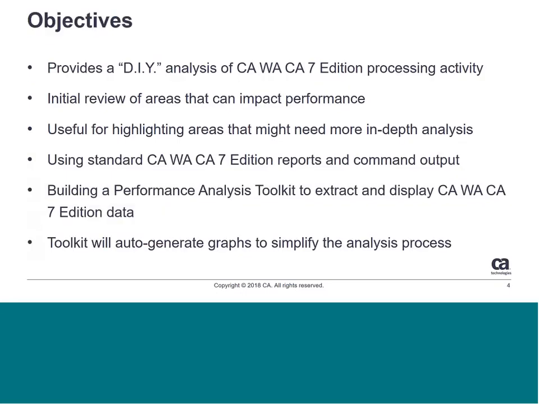First of all, objectives. What are we trying to do here? Basically trying to provide you with a mechanism for doing some initial analysis of your CA7 environment to see if you have areas that can be impacting the performance of your CA7 system, and to highlight areas that might want some more in-depth analysis, maybe from CA services or something of that nature. All of what we're talking about today is based on using existing standard CA7 reports and/or command output.